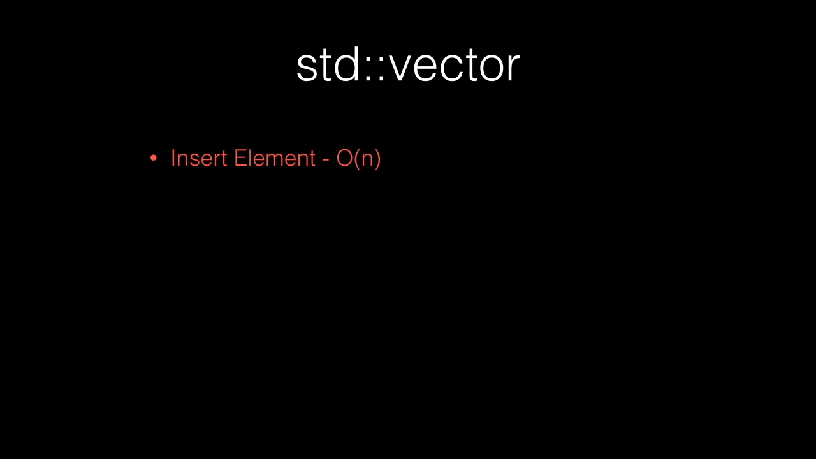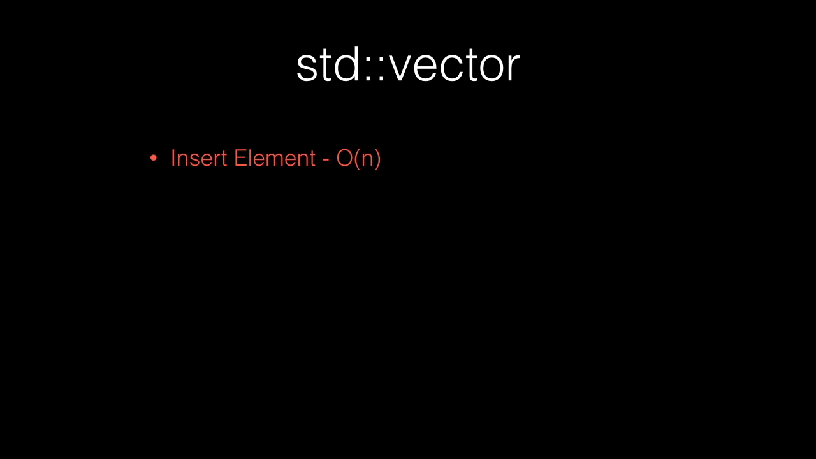So what are some of the properties of these data structures that come with C++? So the first one is standard vector. Standard vector, like I said, is an abstraction of an array in C++, but it can do things that arrays can't do because it's a higher level. You can think of it almost as an encapsulation of an array. So what can you do with a vector?